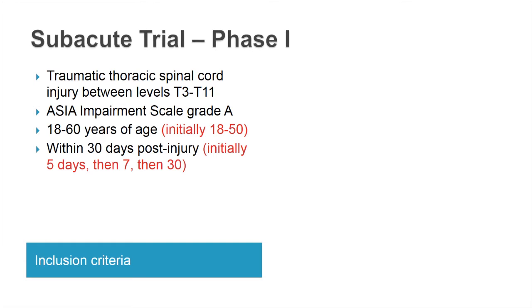And individuals had to be within 30 days of their injury in order for us to do the peripheral nerve harvest. Initially, we had set this limitation at 5 days post-injury. This was very difficult to get individuals to our center. We then changed it to 7 days and finally to 30 days post-injury.